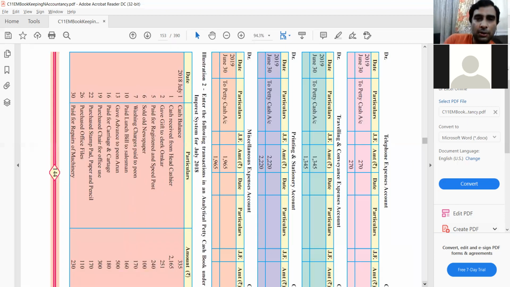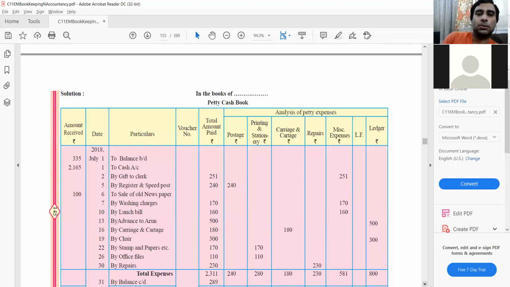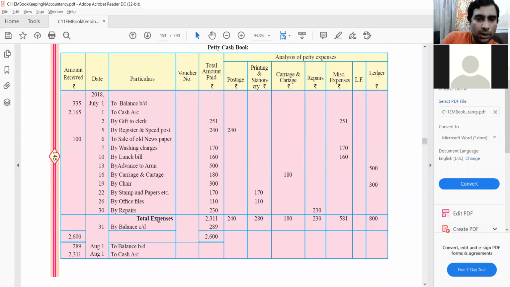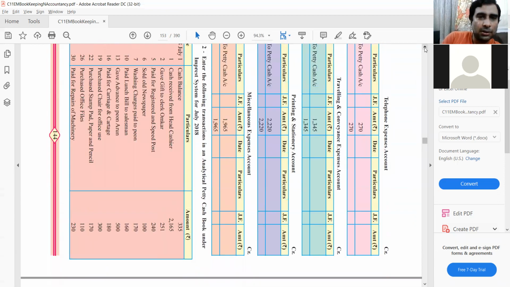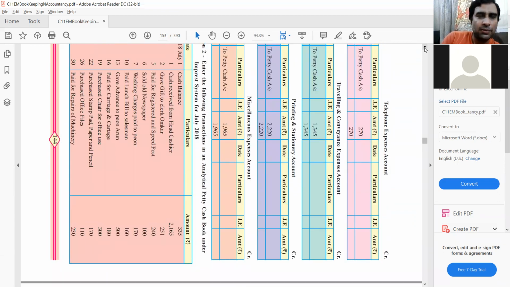Right, you have the solved solution here. So here you go, then you add this all up, and you have the balance carried forward, 289. And 289 is the balance carried forward. 2311 is the "To" cash. So they must have given in the example that fresh cash was given on the first day of the next month. Must have been given in the question.